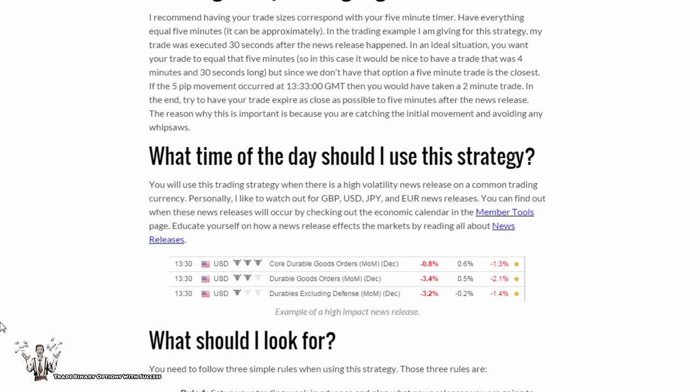Now, what time of the day should you be using this strategy? Use it when the market is volatile, when the news release occurs. Yeah, that sounds a little odd for many of our other strategies, but this is a different one to conquer a different time of the market. Personally, I like to watch out for the GBP, USD, JPY, and Euro news releases just because those are more the common pairs I like to trade. But analyze the market, see which assets you like, what news releases you like. It's all up to you guys. This isn't set in stone. I want you guys to explore it and talk about it and share your personal experience with trading this strategy.